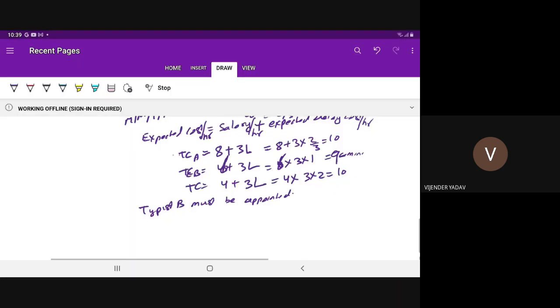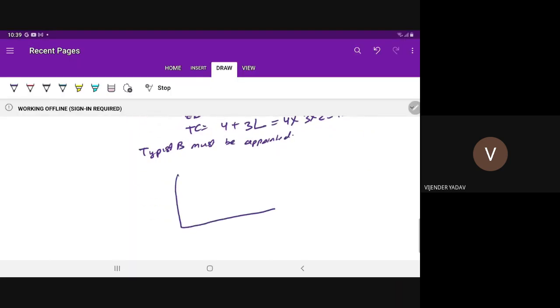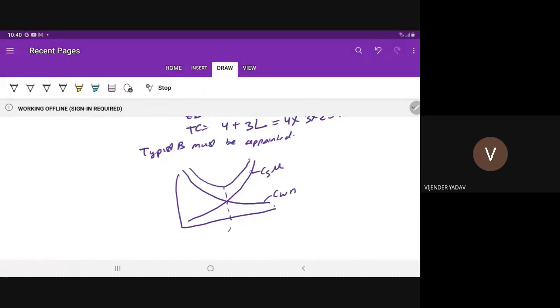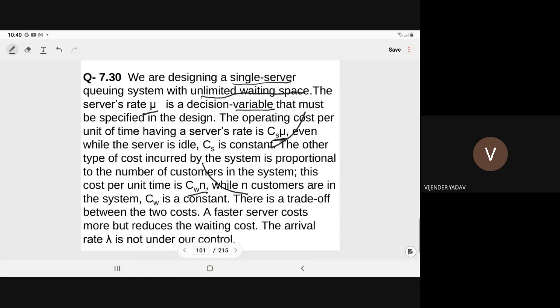I am saying that when we provide the service at a faster rate, CS mu will increase, but the number of customers will decrease, so CWN will also decrease. So what do we have to determine? We have to determine the optimal value of mu. What will be the mu star, so that the total cost is minimum?